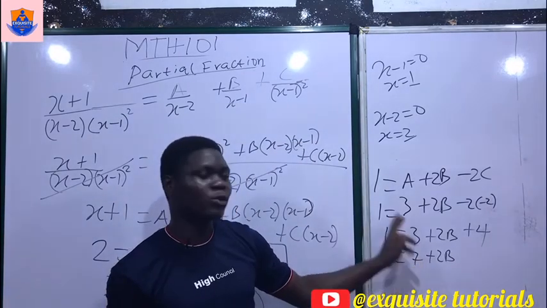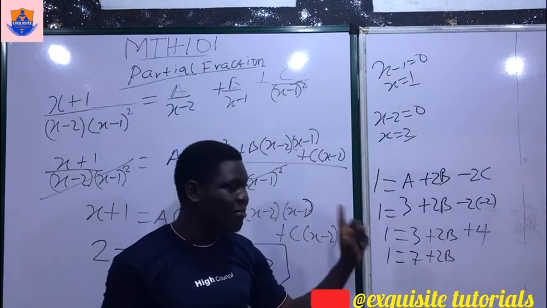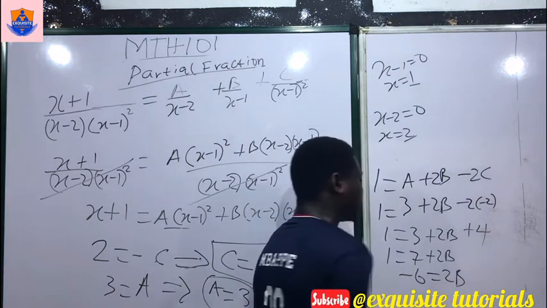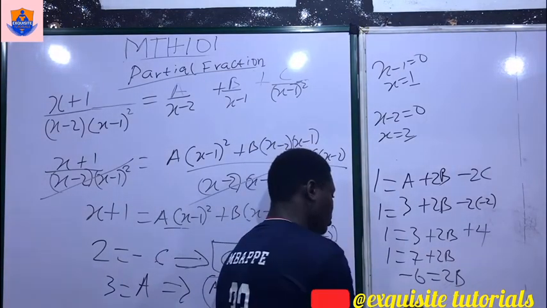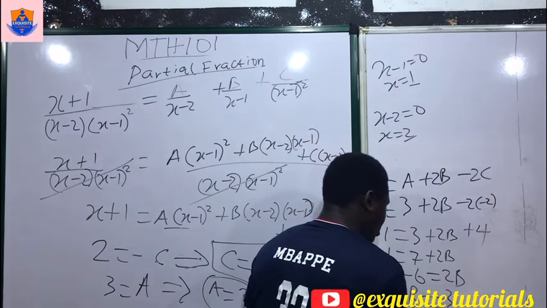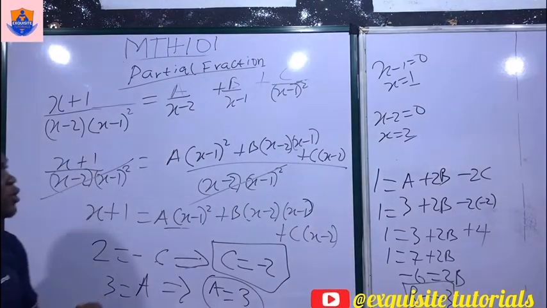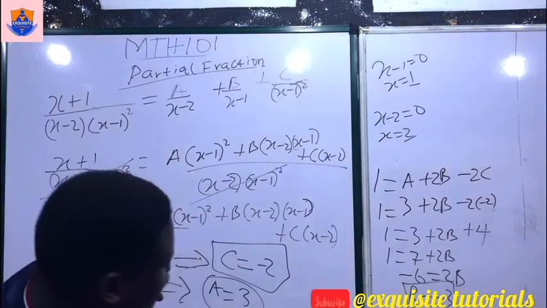So when I take 7 to this side, 1 minus 7 becomes minus 6. So we have minus 6 is equal to 2b. Now I can divide both sides by 2. B becomes minus 3. So we have gotten our A, we have gotten our B, and we have gotten our C.